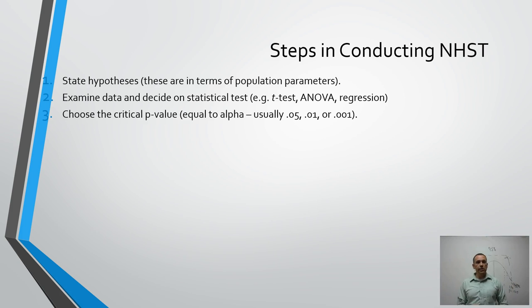Okay, does that make sense? If not, maybe listen to this again and walk through it, or go back to the Z set of instructions and walk through that process again. But again, this is what we mean by critical p-value.